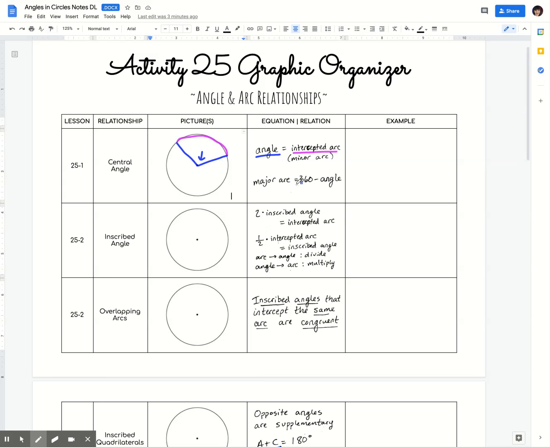As we know, there are 360 degrees total in a circle. So if I wanted to know the major arc, outlined here in green, I would do 360 degrees minus the intercepted arc, which is equal to the angle. So we write it as 360 minus the angle.